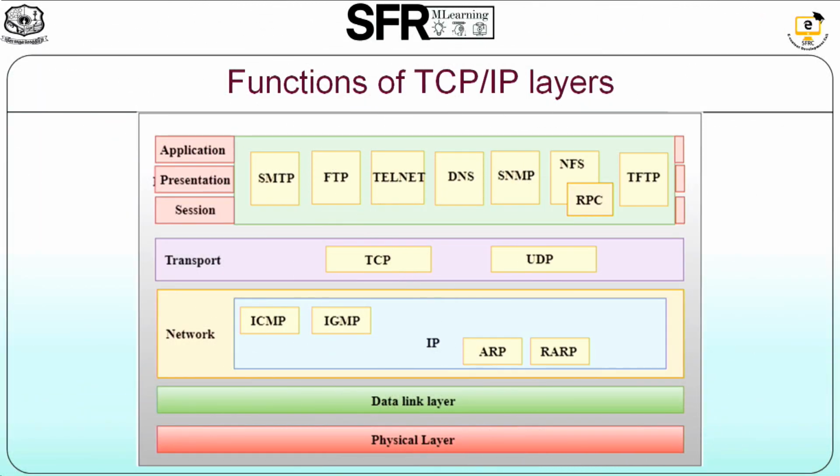Functions of TCP/IP layers. The upper layer is the application layer. It consists of SMTP, FTP, Telnet, DNS, SNMP, NFS and TFTP protocols and the RPC protocol. The transport layer consists of TCP and UDP protocol. The network layer consists of ICMP, IGMP, IP, ARP and RARP protocol. The lowermost layers are the physical layer and data link layer. They are grouped under the network access layer.